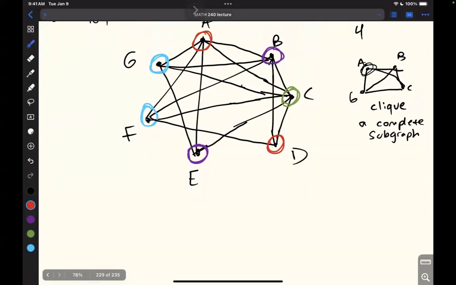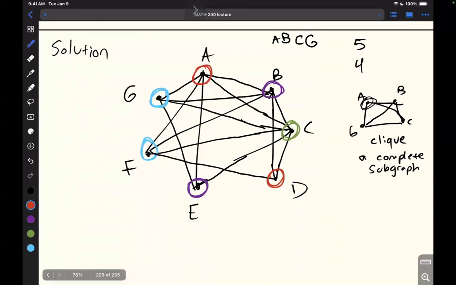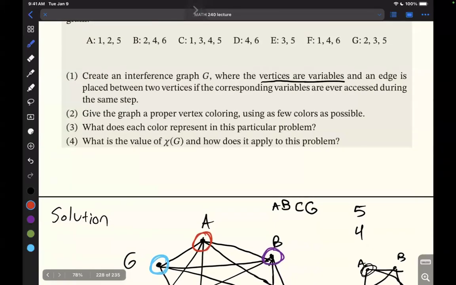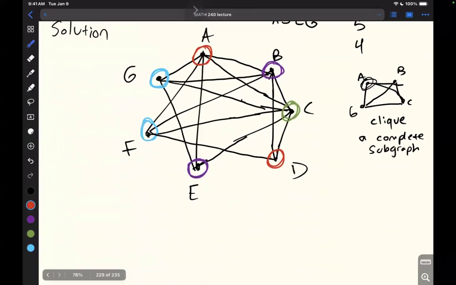So we've done part 1, draw the graph. We did it incorrectly at first. Part 2 is give it a coloring. We have given it a coloring. Great. And then what does each color represent? What do we think? Bringing it back to the original formulation of the problem. Yeah, so which register can we assign these variables to? Right.